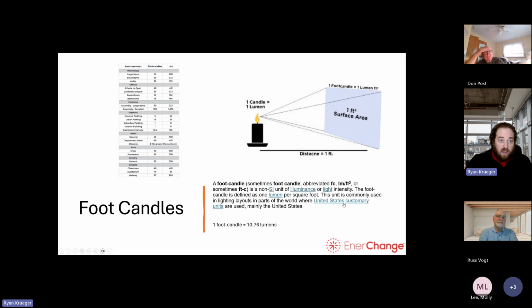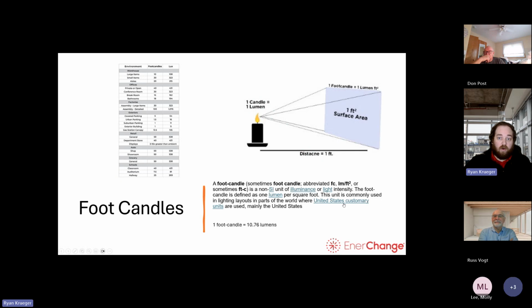But the table on the left kind of covers what you should shoot for. There's the Illuminating Engineering Society that puts out this information that says for this building type, this type of space, this is the recommended foot candles. So for a warehouse, larger items, 10-foot candles, smaller items that are lower to the ground, you want 30-foot candles. Offices, 40, break rooms, 15, bathrooms, 18.